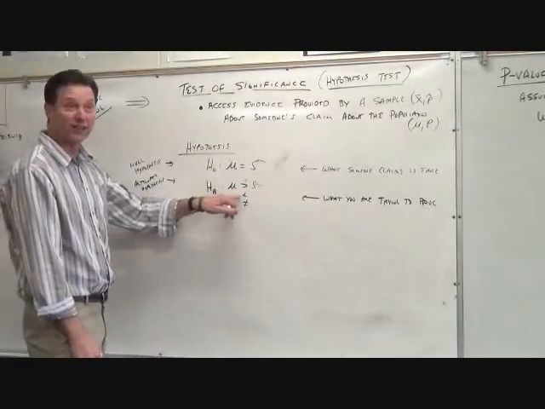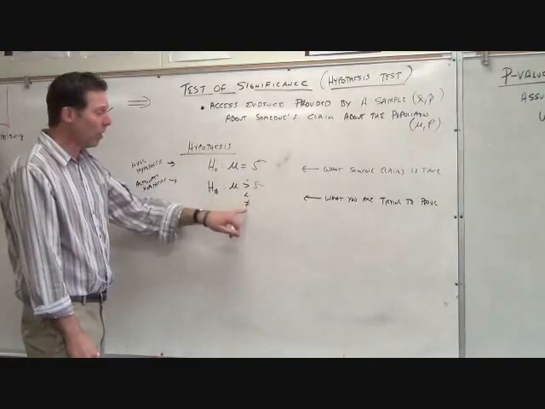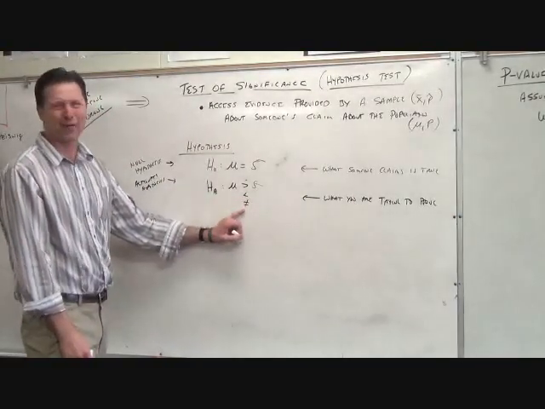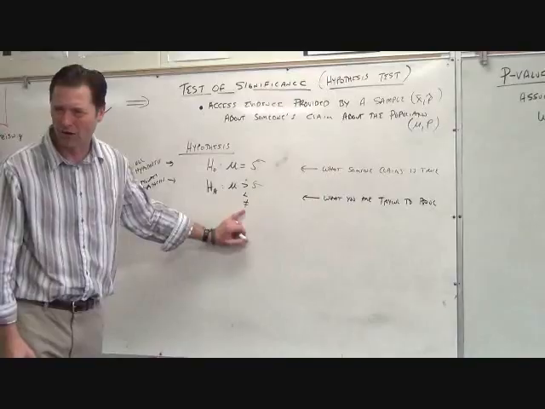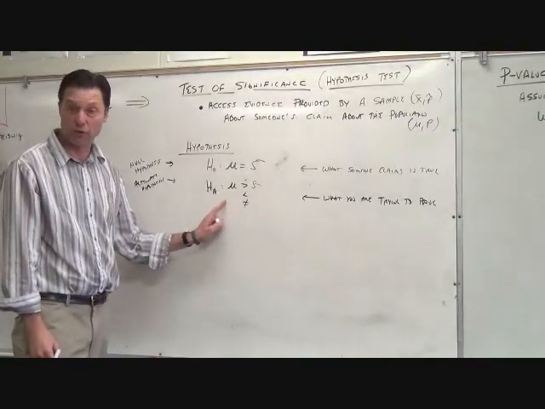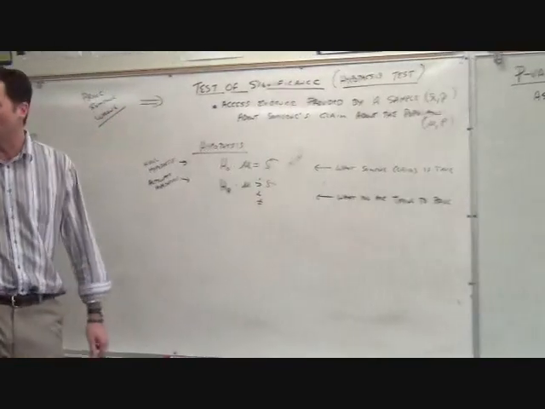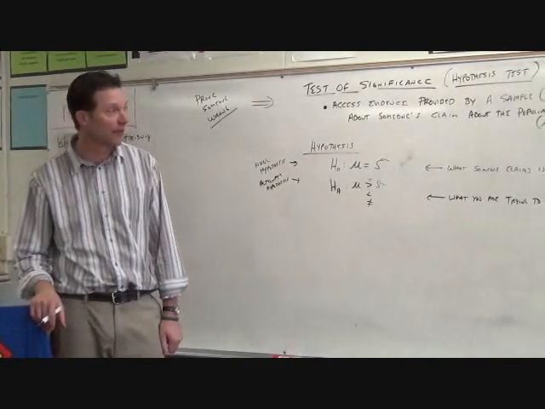If we would have thought it was less than 5, we'd put that. Or if we'd have thought, geez, 5's not right, I don't know if it's more or less, but I know 5's wrong, we would say μ does not equal 5. So that's how we're going to write up our null and alternate hypothesis. We'll practice more of that later.